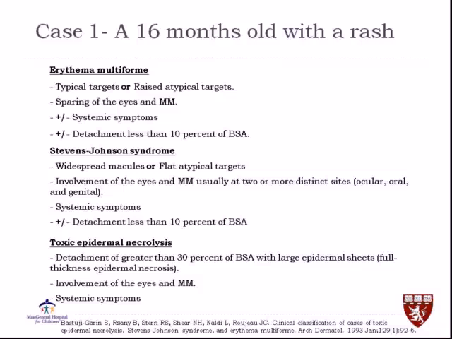As the process becomes more severe, we move into the realm of Stevens-Johnson syndrome, SJS for short. These rashes are somewhat similar to erythema multiforme, but now we start seeing involvement of the eyes and of the mucous membranes, and usually we can see two or more distinct sites being affected.